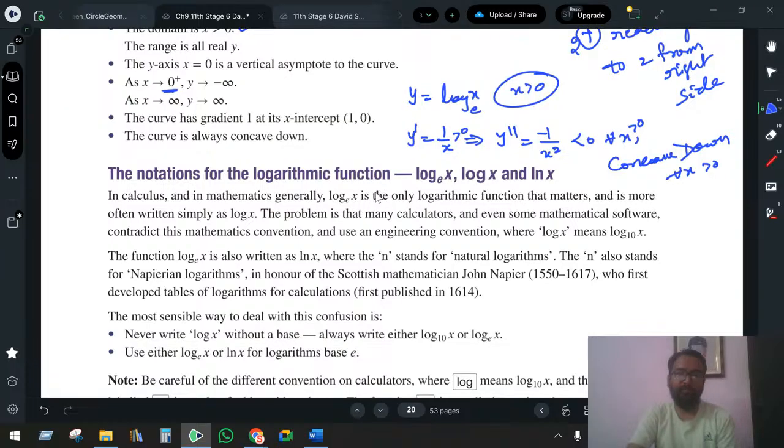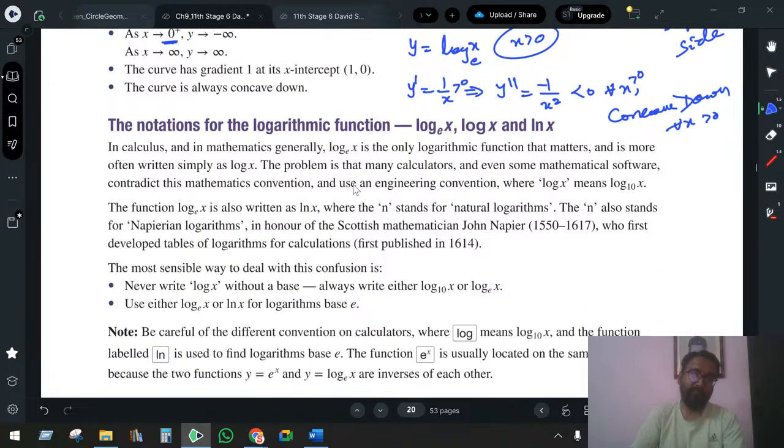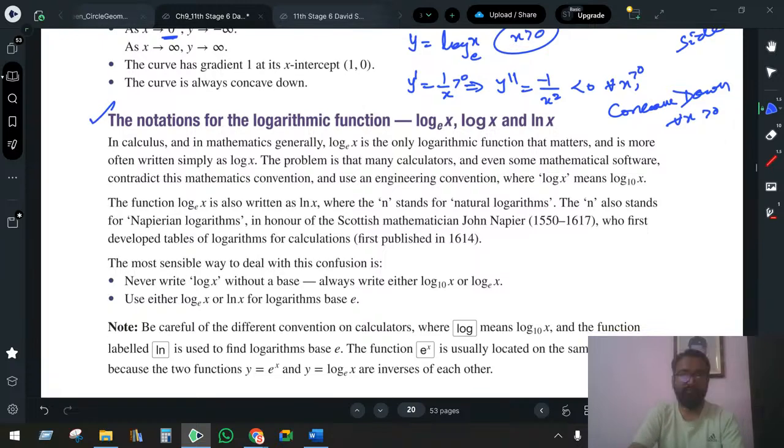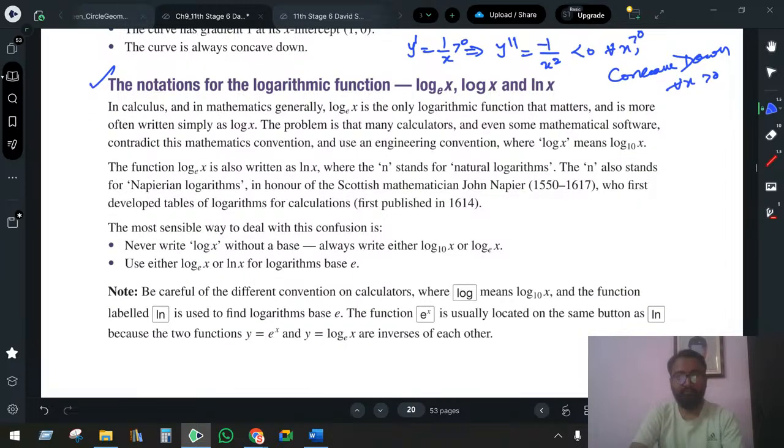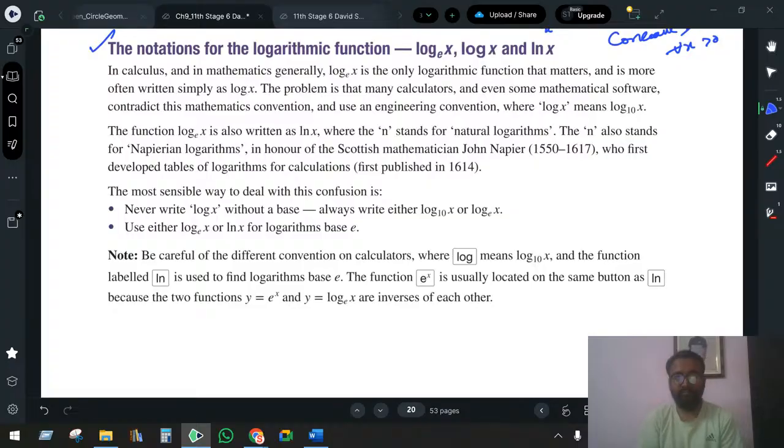The notation of the logarithmic function. Now can you read this title? These three are different notations. They are not the same. One clearly mentions the base e. Another one has no base mentioned, but he wrote log in a different style. No problem, but without mentioning the base. And the third one is ln x.